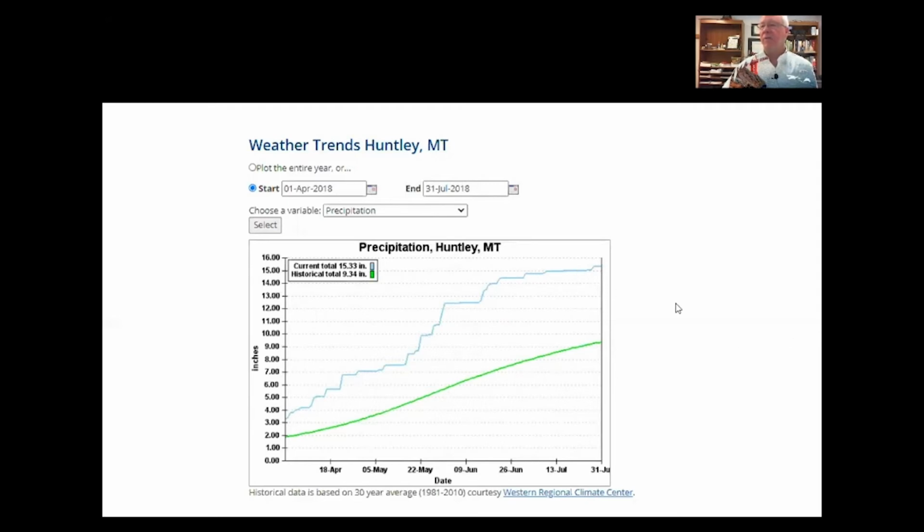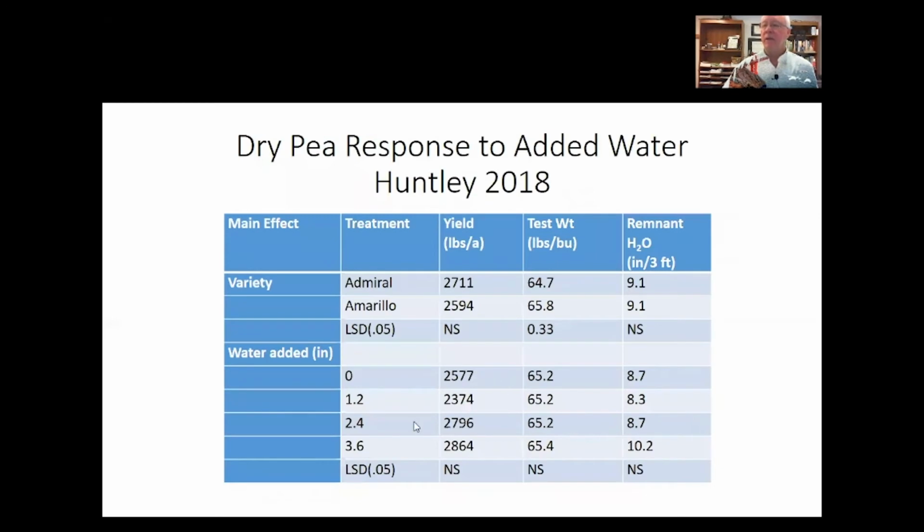So it's not surprising when you look at the data, there was no difference due to treatment for our irrigation treatments. We got the same yield at rain-fed as we got when we added 3.6 inches of additional water, and no difference due to variety. An early and a late maturing variety basically yielded the same.